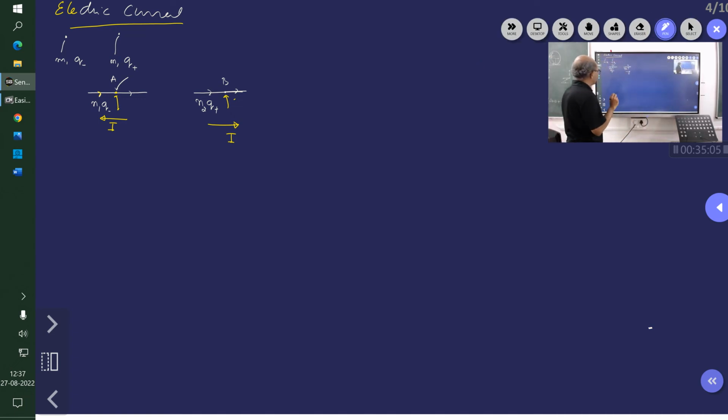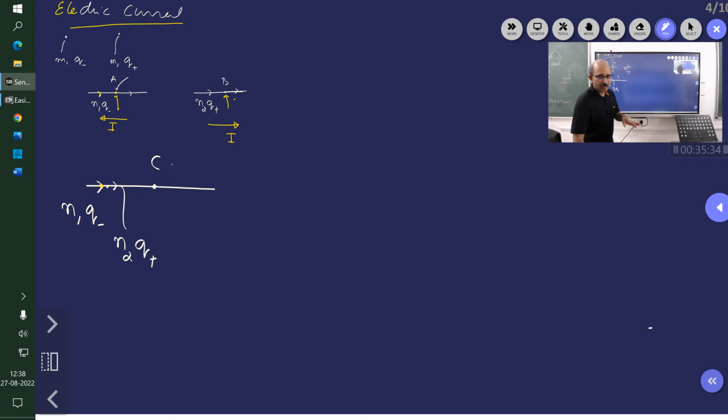Now, you see here. Supposing you have this point, say some point C. Now, both N1 Q minus and N2 Q plus are moving simultaneously. That is, both the charges are moving simultaneously and crossing this point C. Now the question is, what is electric current here?